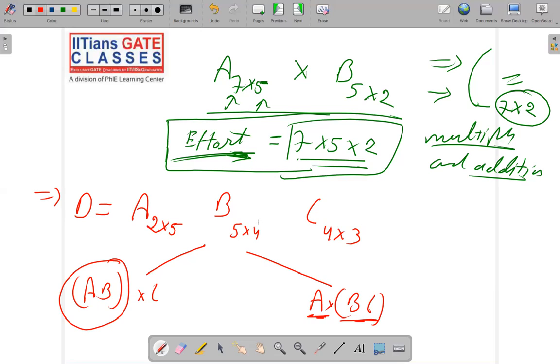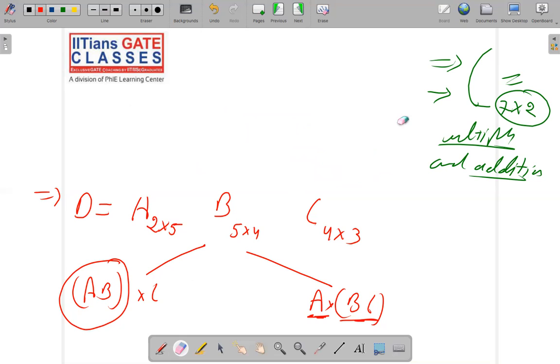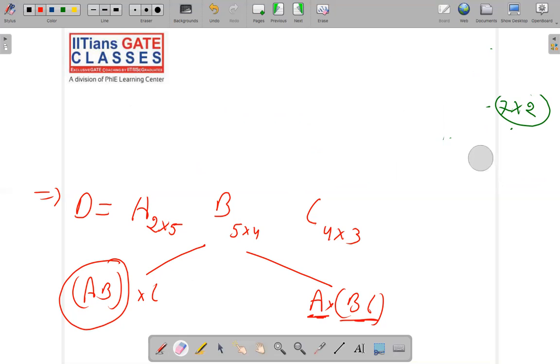Right. So right now we have choices here, and once we have choices, which is the better one? So let's calculate the effort to multiply A, B, and C. Okay. Let me erase this thing, and we are going to calculate effort for both options of matrix chain multiplication. Right.